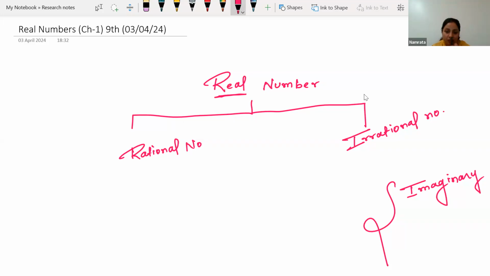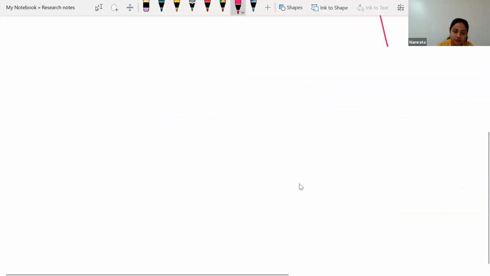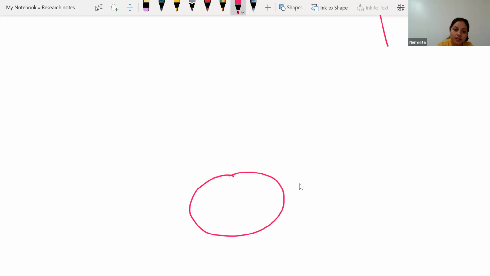Now, you must have seen this type of Venn diagram, which will help us to understand what is real number, what is rational, what is irrational. There is a Venn diagram which will always help us to understand. First, we are having natural numbers. All the counting numbers are natural numbers, right?